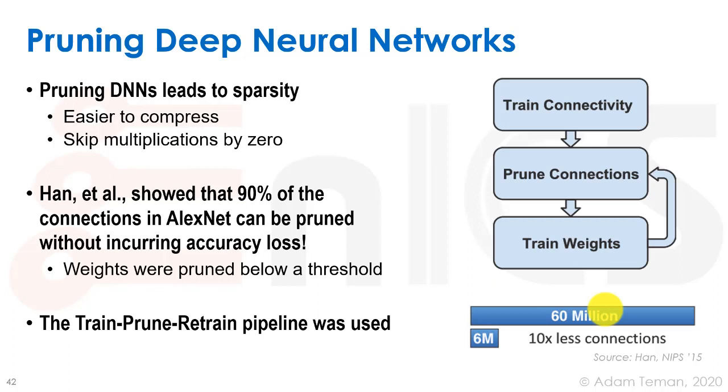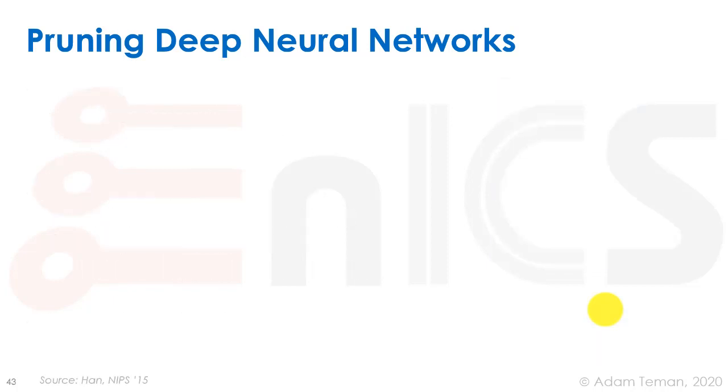Okay, so he used this train, prune, retrain pipeline. So we train the connectivity, prune connections, and then retrain the weights. And from 60 million connections in AlexNet, he was able to reduce it to 6 million connections.